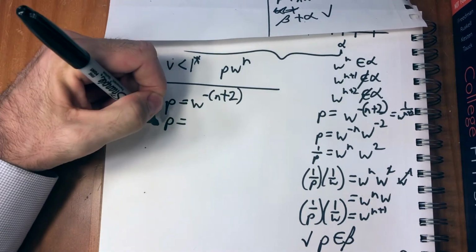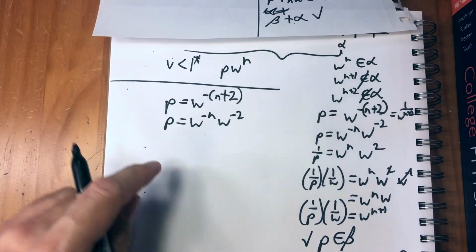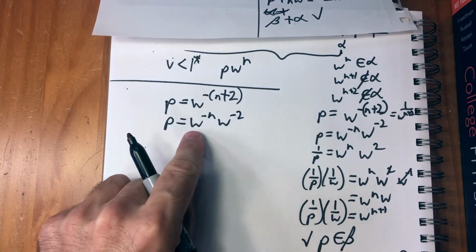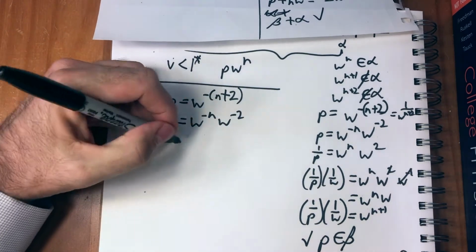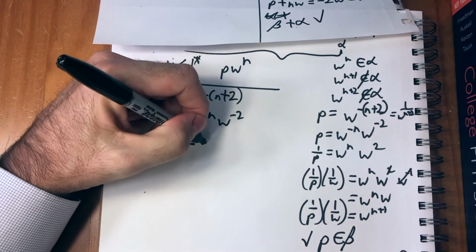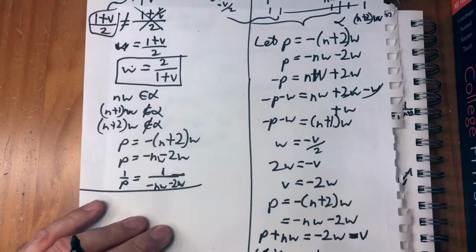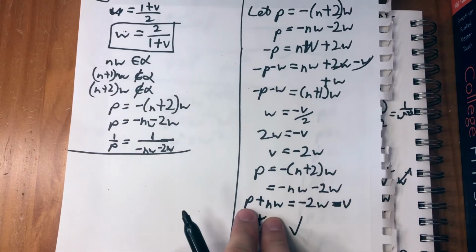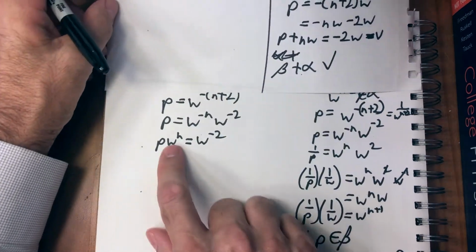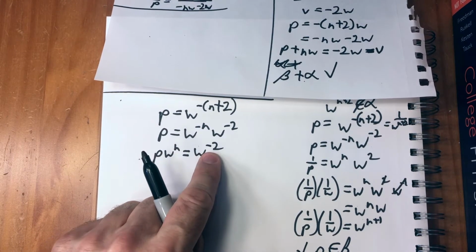So P equals W to the minus n, W to the minus 2. Then if we multiply W to the n by both sides, we have that P W to the n equals W to the minus 2. Now that's great. So far, that's exactly what we ended up with here. P plus NW equals minus 2W. That's the equivalent here of P W to the n equals W to the minus 2.